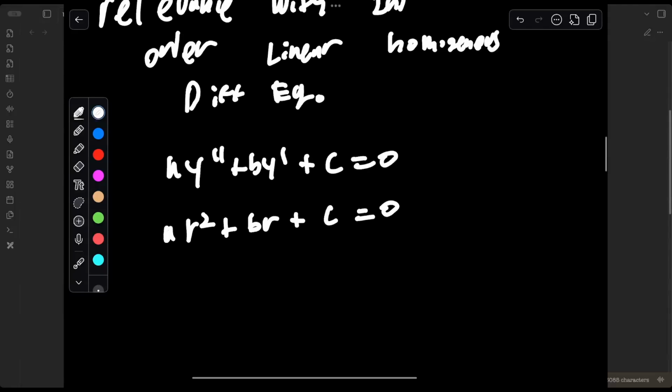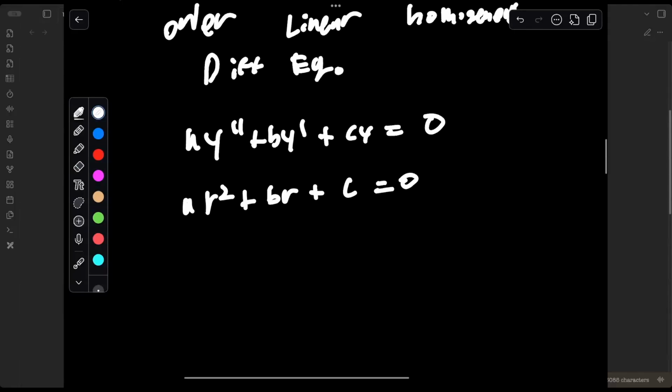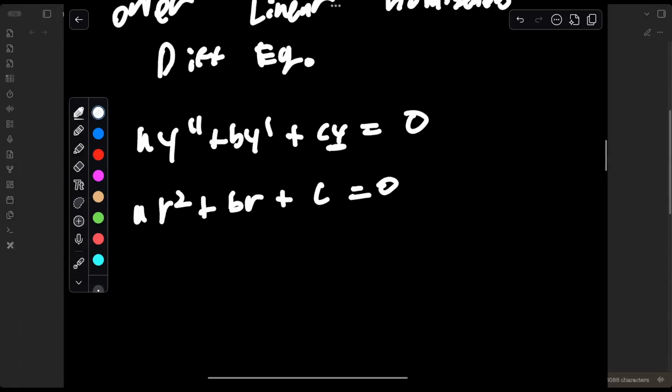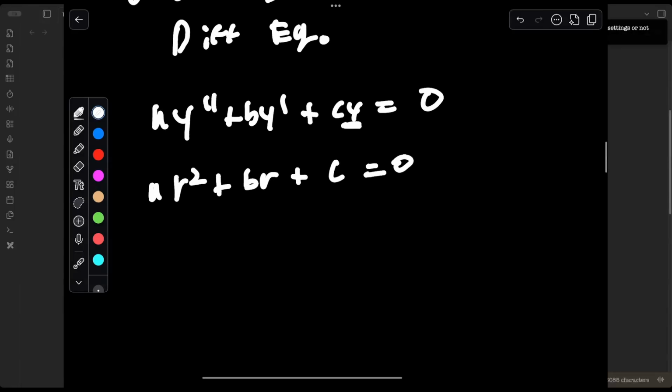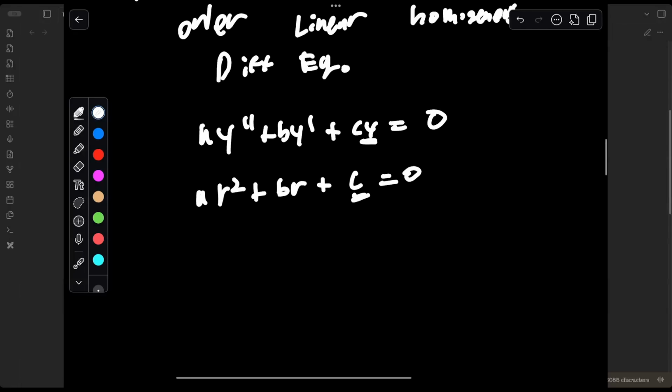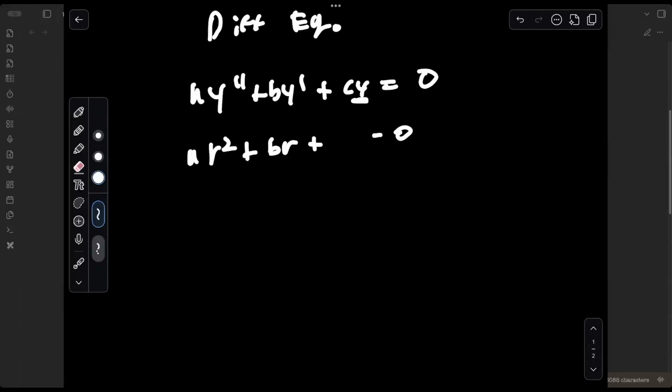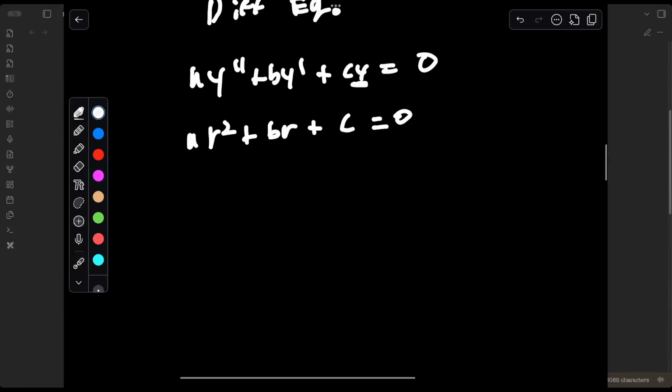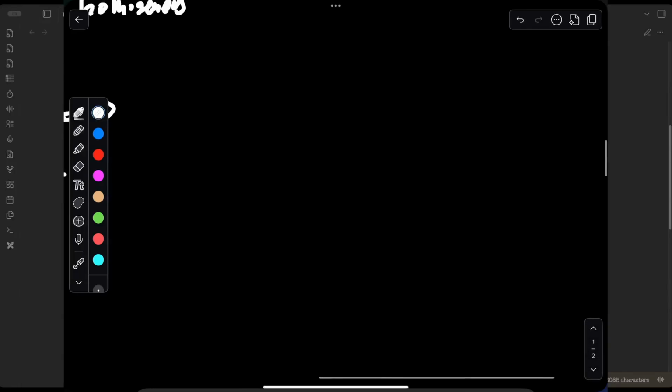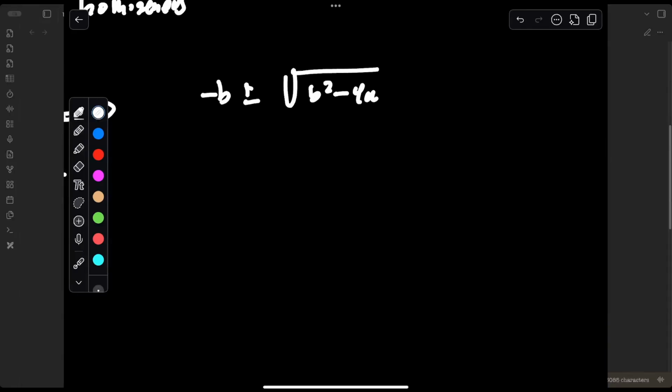What I meant to note here is that this is ay double prime plus by prime plus cy equal to 0, and for a characteristic equation, the y itself is converted into just nothing. Now we can use this as an algebraic way to manipulate, and from the quadratic formula, we can find its valid roots. With ar squared plus br plus c, this format allows it to be solved using the quadratic formula, which is negative b plus or minus the square root of b squared minus 4ac, over 2a.